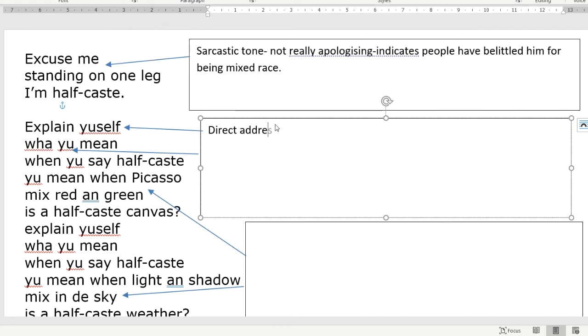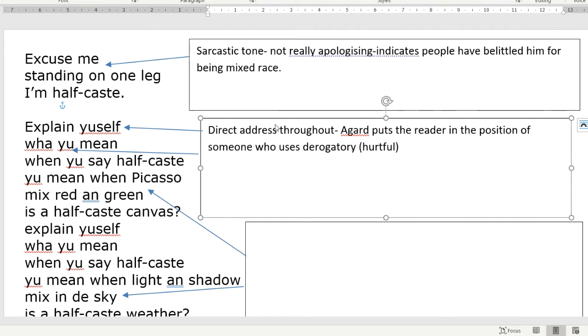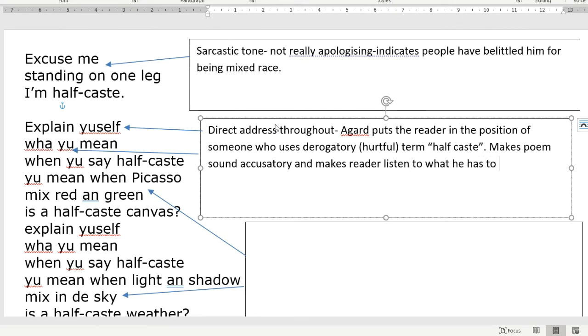The next device used, you're going to need to highlight the "yourself" and "you". This is direct address, okay? He's directly speaking to the reader, and Agard wants to put the reader in the position of someone who has used that derogatory term of half caste. Derogatory meaning it's really hurtful because it's racist. It makes the poem sound accusatory, like he's telling off the people that have done this. And also because we feel like we're being spoken to directly, as a reader we listen and we want to hear what he has to say because we feel like it involves us as well.